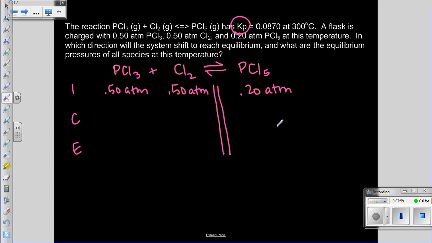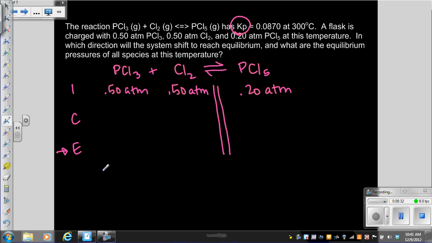0.20 atmospheres. So now the question wants to know which way the system is going to shift to reach equilibrium, and then what the equilibrium pressures are. So we're solving for this equilibrium line right here. What's different about the example problems we've done before is that typically we would have a zero, like our products would be zero or one of our reactants would be zero, so we'd know which direction it was going to shift. In this case, we don't know because we have values for all of them.